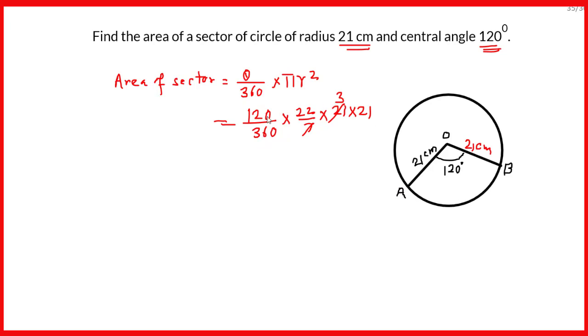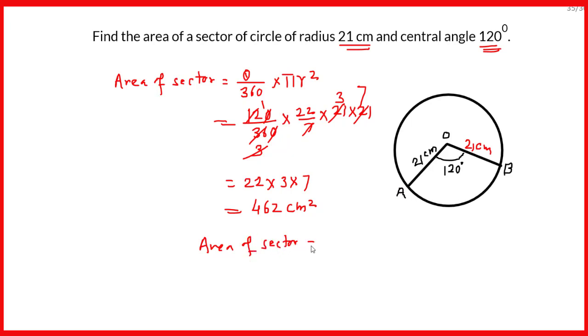So 7 3s are 21, 0 will get cancelled, 12 1s are 12, 12 3s are 36, 3 1s are 3, 3 7s are 21, and therefore here it will be 22 into 3 into 7. 22 into 3 into 7, 7 3s are 21, 21 into 22, that will be 462 square centimeter. So the area of the sector is 462 square centimeter. Highlight your answer.